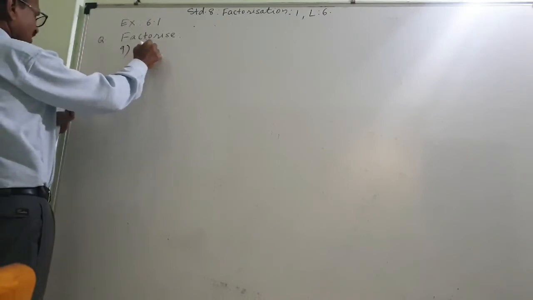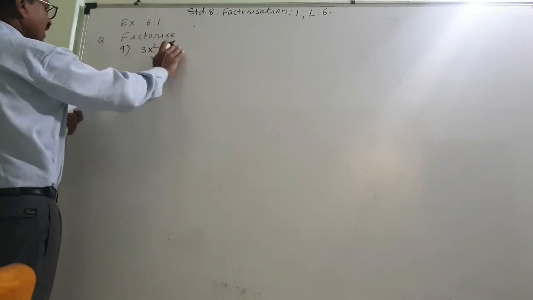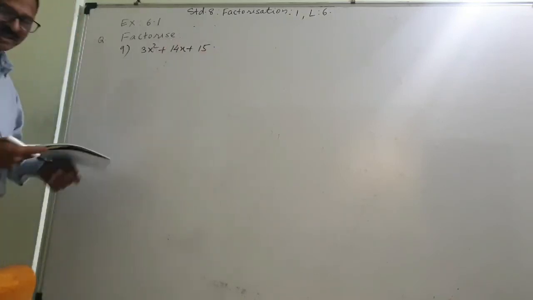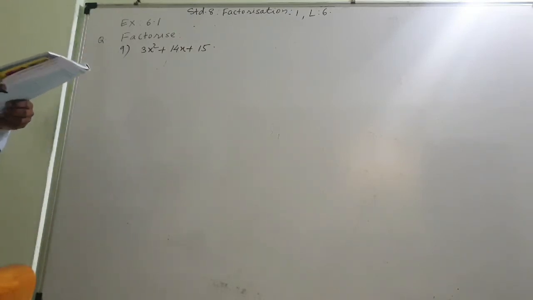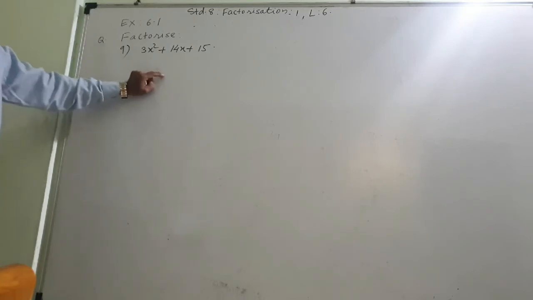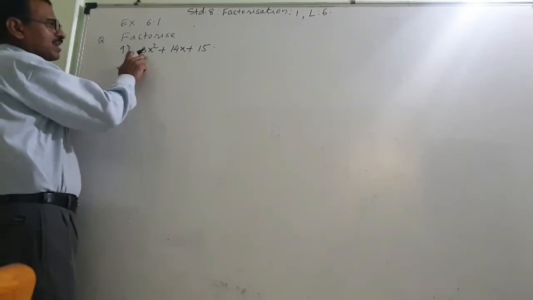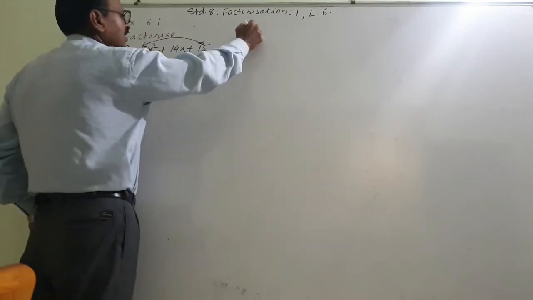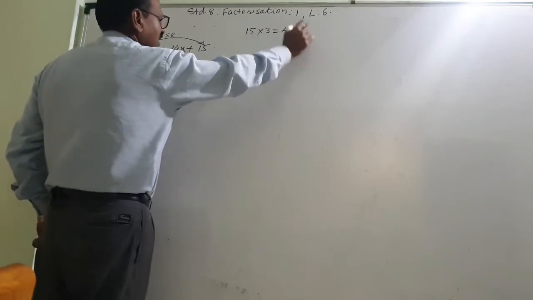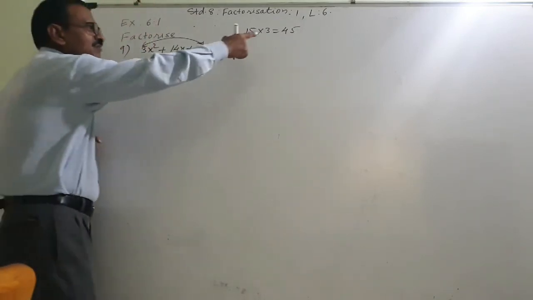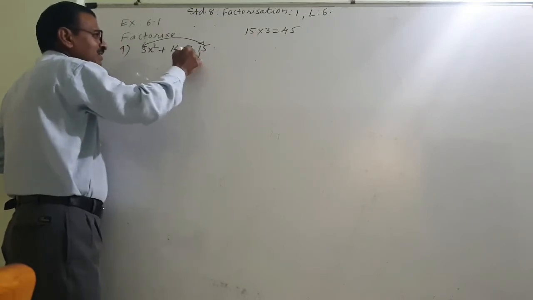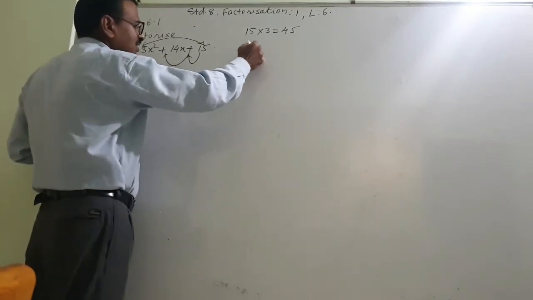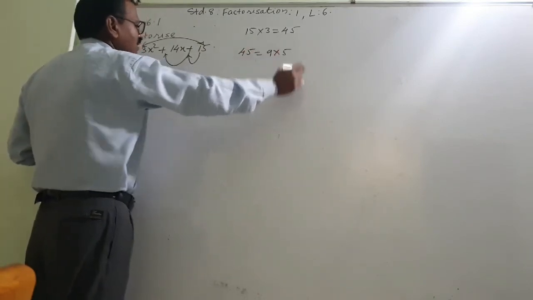So, 3x square plus 14x plus 15. Now here also, let me check the question. 3x square plus 14x plus 15. Here also, it is not 1 here. So I will first of all multiply these two. 15 into 3 is equal to 45. And now I will find the factors of 45 such that their addition is plus 14. So 45 is equal to 9 into 5.